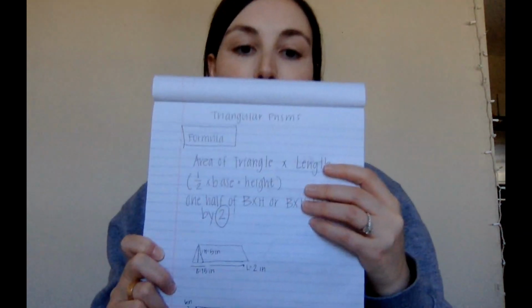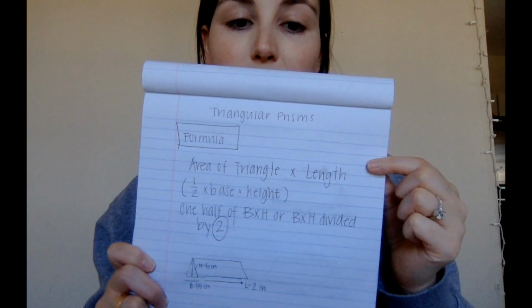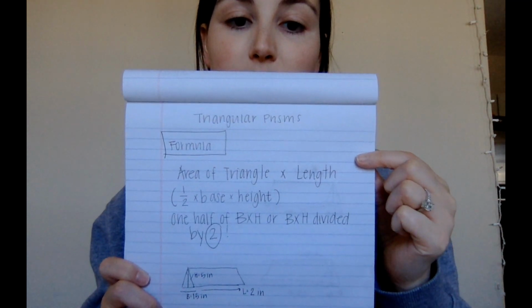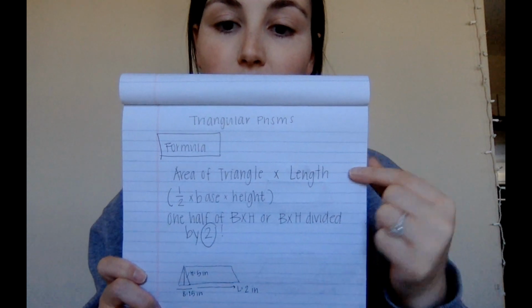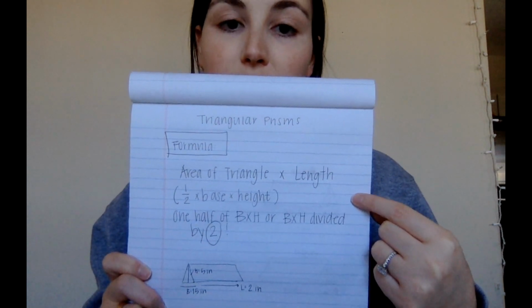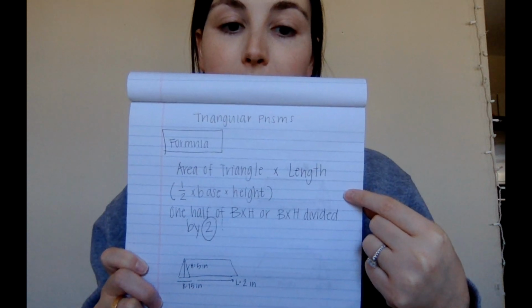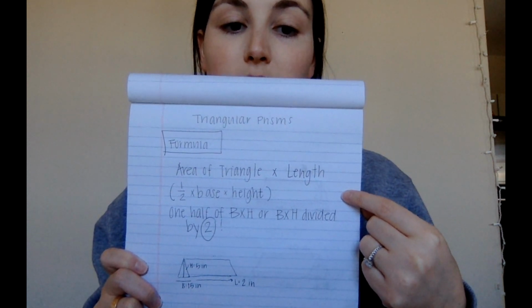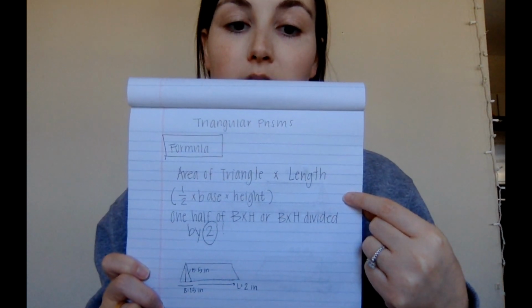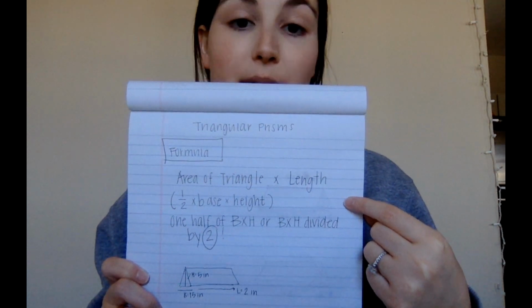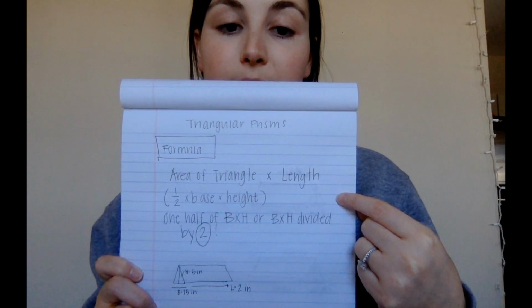So the first thing that I wrote for myself in my math notebook was that the formula is the area of a triangle times the length. And to be more specific, half times the base times the height. Once I multiply 1/2 of the base times the height, then I multiply that answer by the length and I find my volume.